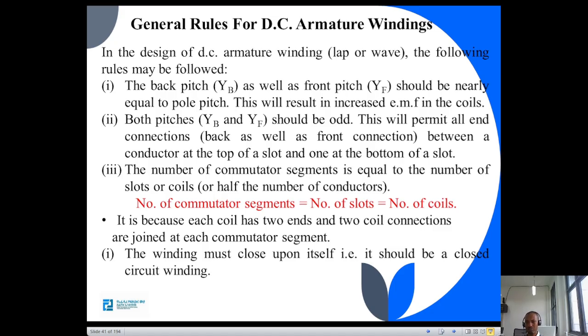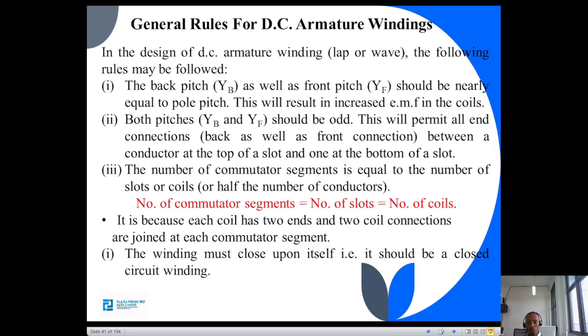In the design of DC armature winding, whether it is lap or wave winding, the following rules may be followed. One, back pitch and front pitch should be nearly equal to pole pitch. In case of a fractional pitch, it is not going to be equal, but if it is a full pitch, it is going to be equal. In any of these armature windings, the back pitch and the front pitch should be nearly equal to the pole pitch. This will result in increasing EMF in the coil. That is the first important point.